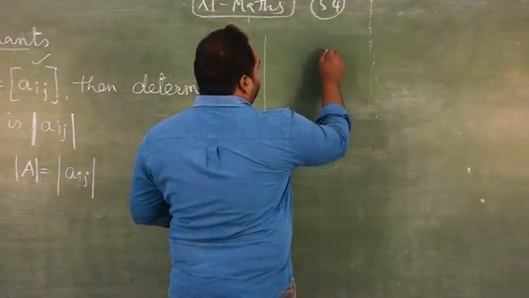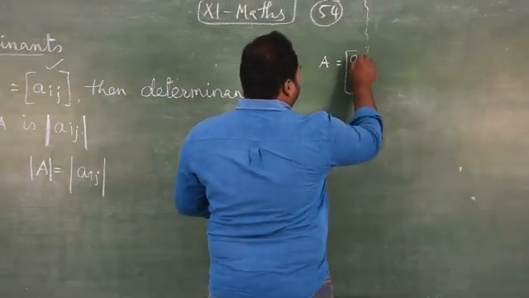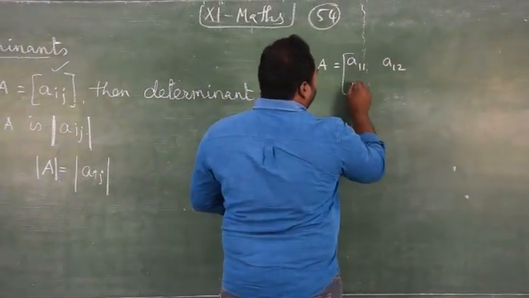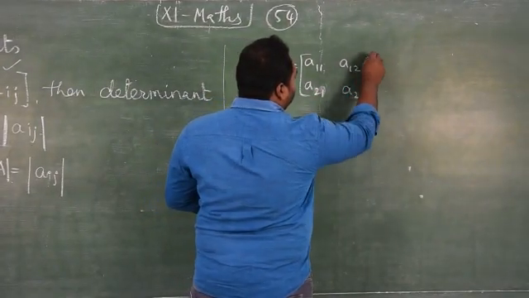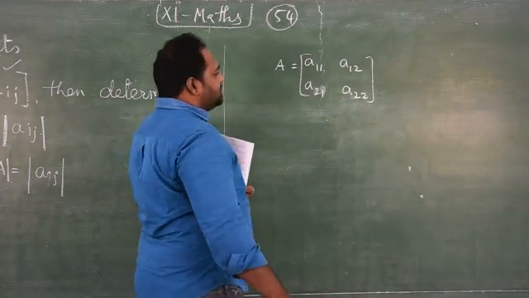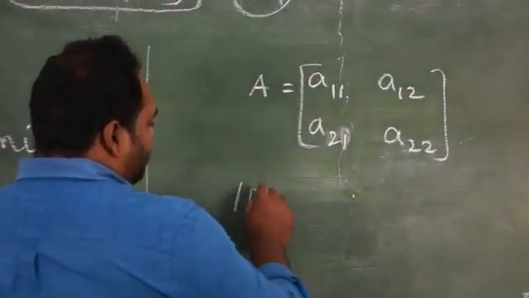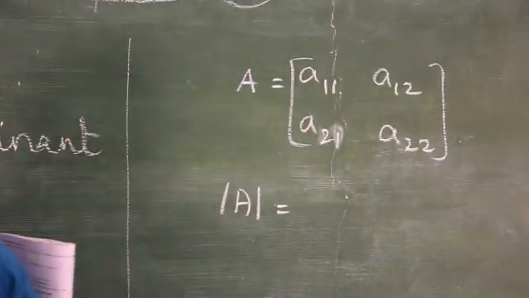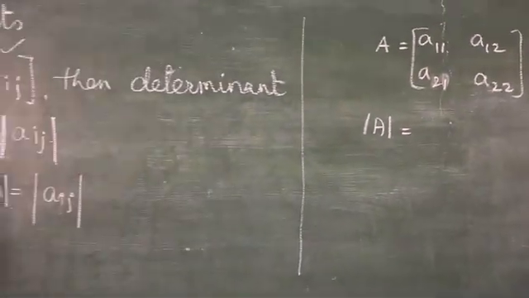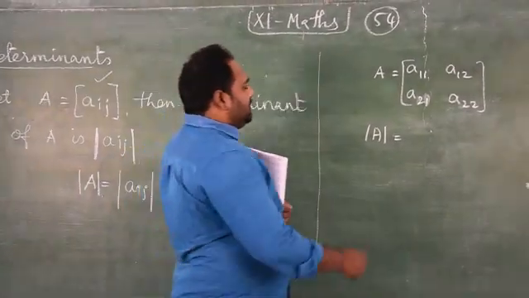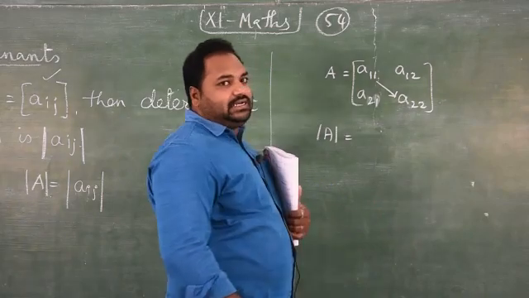Here, for example, A equal to A11, A12, A21, A22. So this is the matrix which is given in 2 cross 2. It's a perfect square matrix. If you want to find out determinant of A, I told you already determinant is supposed to be written in the modulus. This is for a 2 cross 2 matrix; a 3 cross 3 matrix is different.